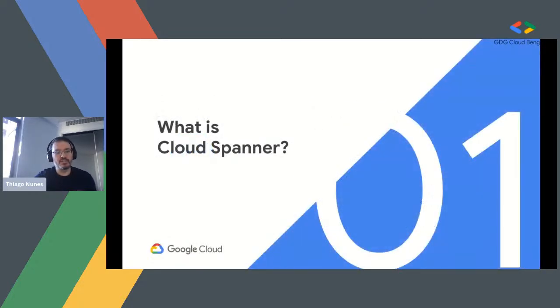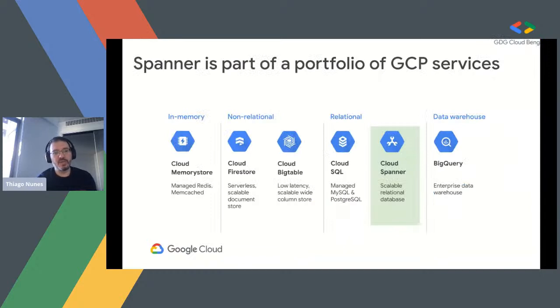Okay, so what is Cloud Spanner? Spanner is part of a portfolio of GCP services. It's part of our fully managed data products. So we have in-memory, non-relational, relational, and data warehouse products here. Spanner is part of our relational offering, sitting next to Cloud SQL. Cloud SQL is our managed MySQL and Postgres offering. And what is the difference between that and Spanner?